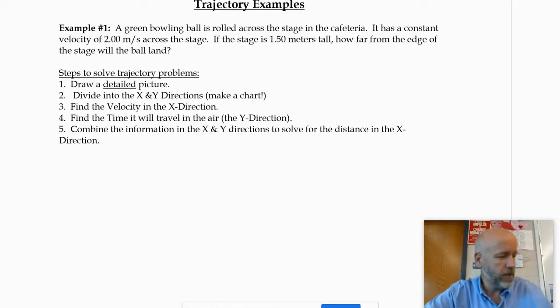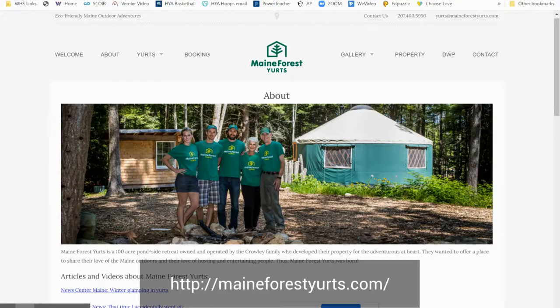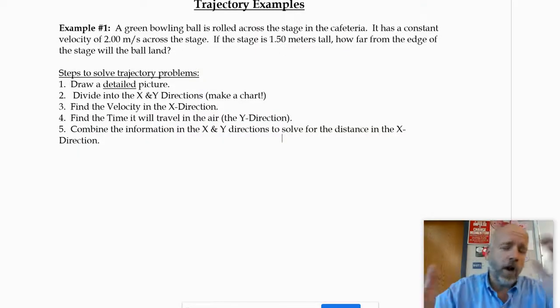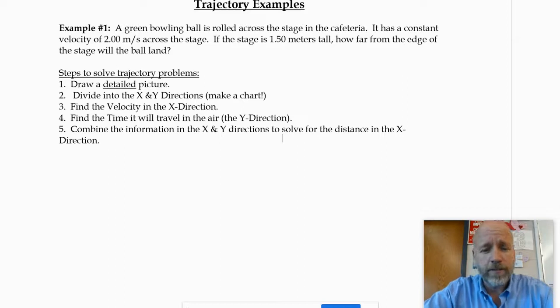Hey, everybody. So here we are. We get to apply the information that we learned from the late, great Bob. No, wait. He's not dead. He actually lives up in northern Maine, and he runs a campground where you can rent out a yurt. Look it up.